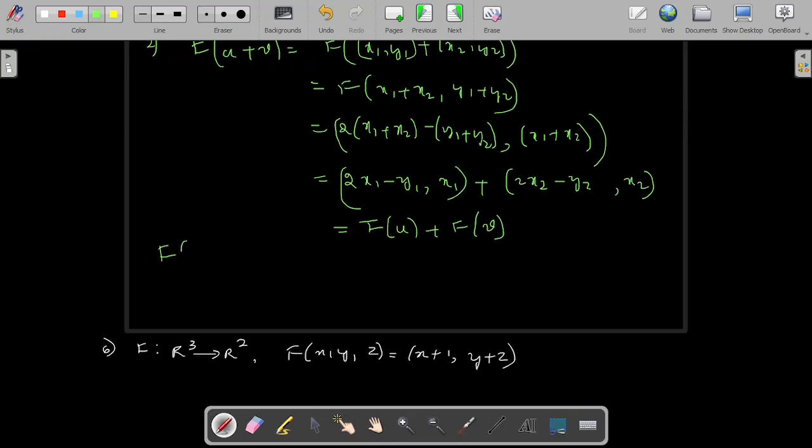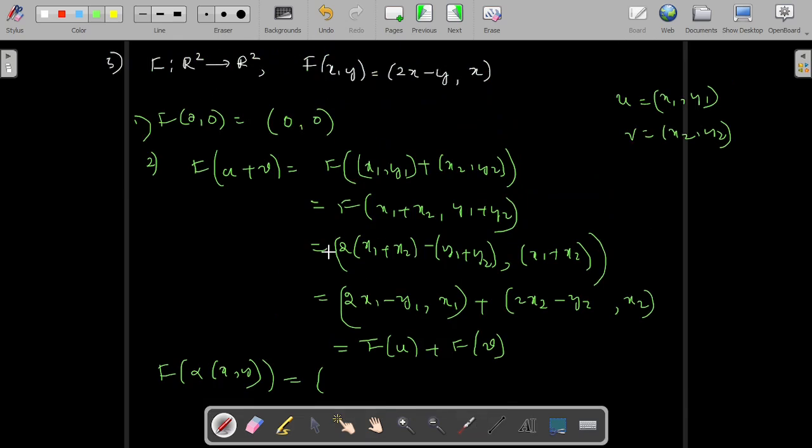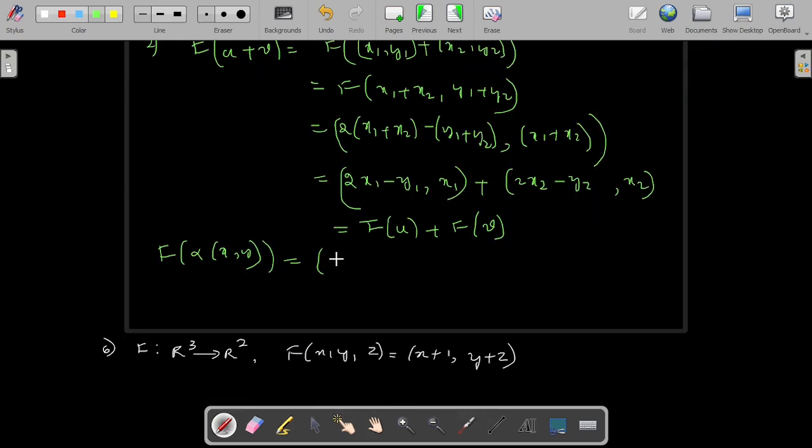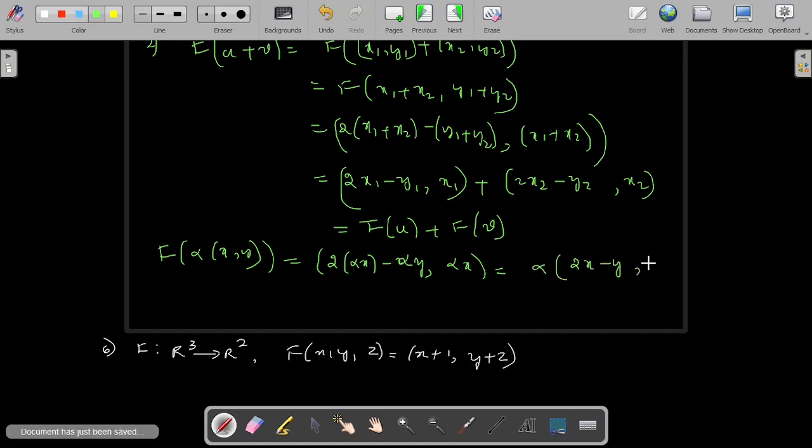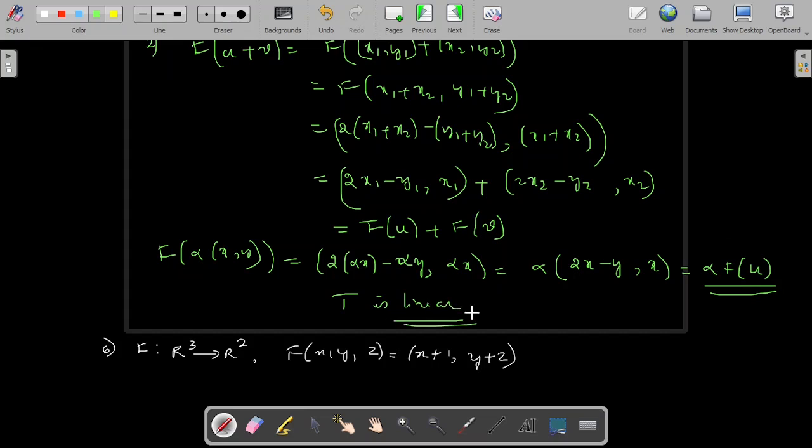Now scalar multiplication, alpha into (x, y). This is also easy. That is (2 into alpha x minus alpha y, alpha x). You can easily take alpha common. You will get (2x minus y, x), which is nothing but alpha into f of u. Therefore this transformation is a linear transformation.